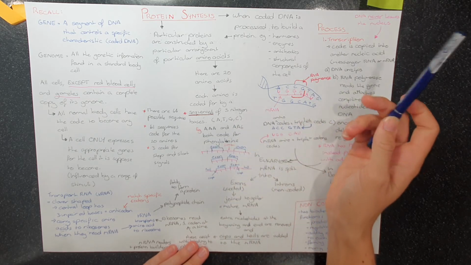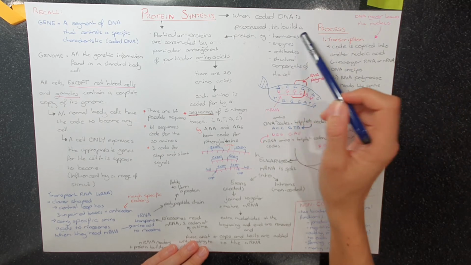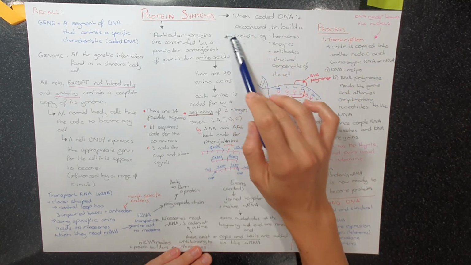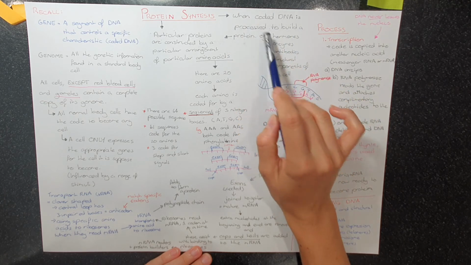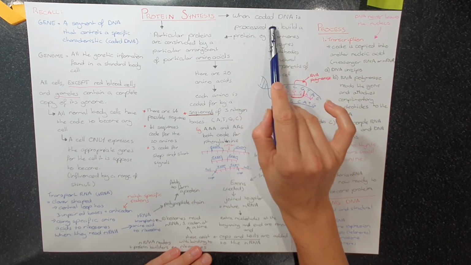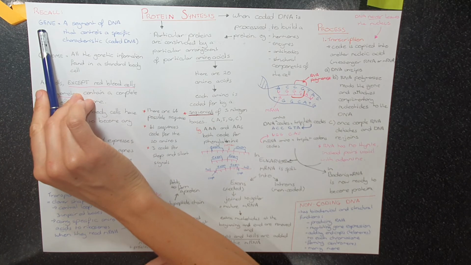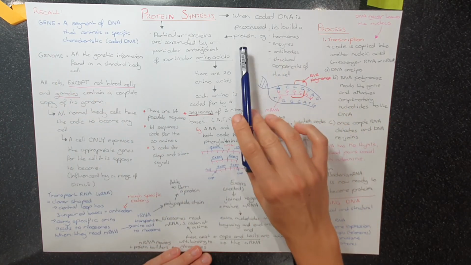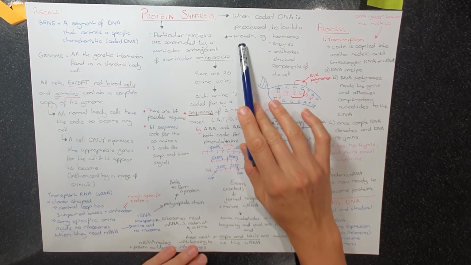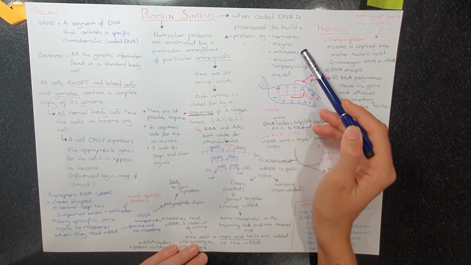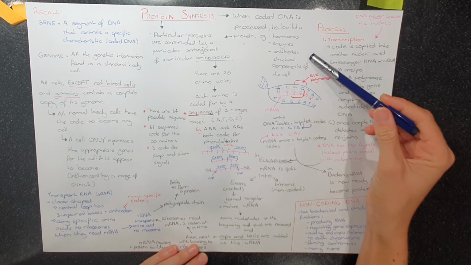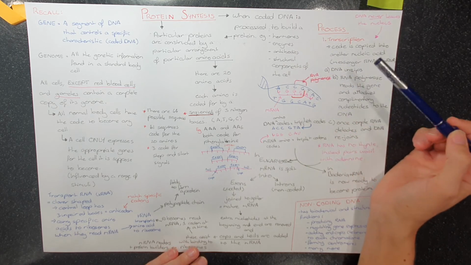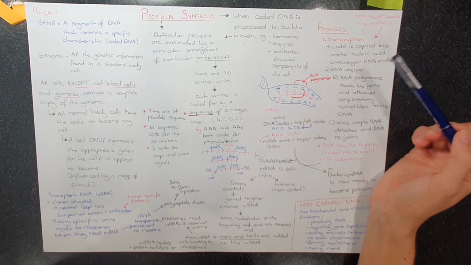All right, so protein synthesis. Protein synthesis is when coded DNA is processed to build a protein. Coded DNA we also know is a gene. So it's when a gene is processed to build a protein. Examples of proteins are hormones, enzymes, antibodies, and structural components of cells.